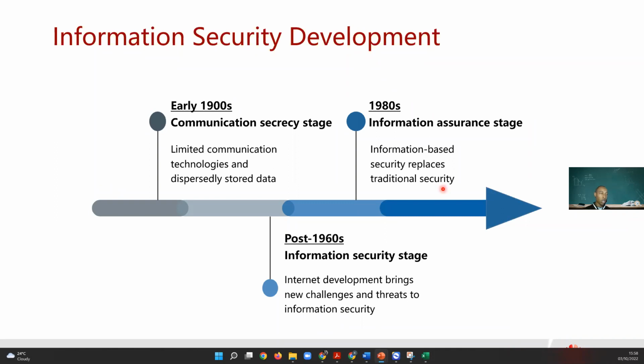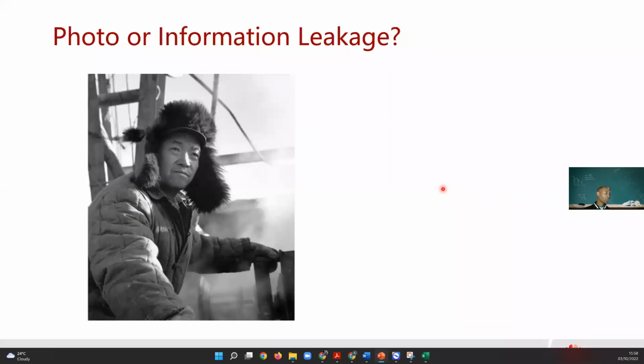Now we look at information-based security that replaces the traditional. The traditional security is where you lock things inside a room or you ensure that nobody accesses that computer. Those are the kind of traditional security setups. But these days, as long as you're connected to the network, somebody doesn't have to come to that building to steal information from you. So there's this nice story. I love this kind of story.